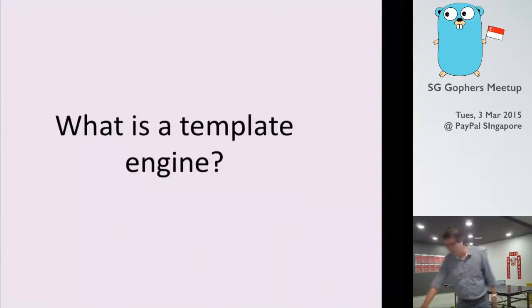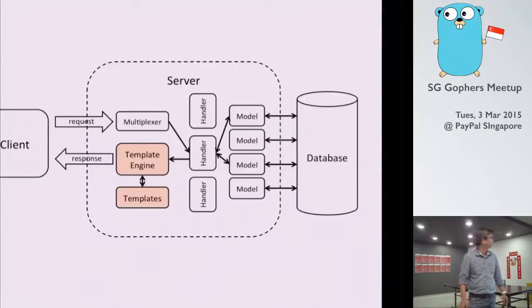So within Go, this is really how it works. You have the client sending a request to the multiplexer, which the handler then handles, talking to the model, the database. It will send all those things to the template engine to generate the content using the templates, and finally it will come back to the client. Right, so this is where it is. And this middle part here is what I'm going to talk about today. It's supposed to be orange color, it doesn't come out too nicely.